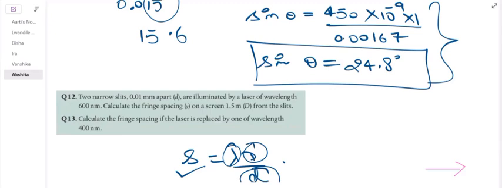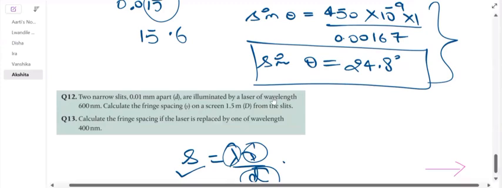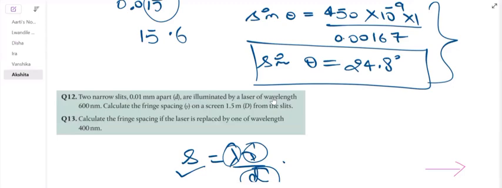And I'm getting 9 into 10 to the power minus 5 for the first one. Okay. Do the next one. Kindly be quick. 6 into 10 to the power minus 5 for the second one. Okay. Do the next one.